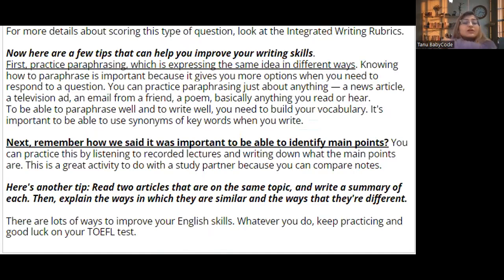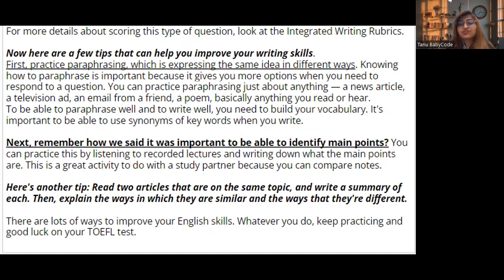So, some tips on how to improve your writing skills. First is to practice paraphrasing. Now, what is paraphrasing? Expressing the same idea in different ways. Now, you know how to paraphrase. If you want to watch a session on paraphrasing, you can go to my IELTS section and watch a paraphrasing session. I guess it was the second or third session. I did talk about what paraphrasing is and different ways to paraphrase, right?